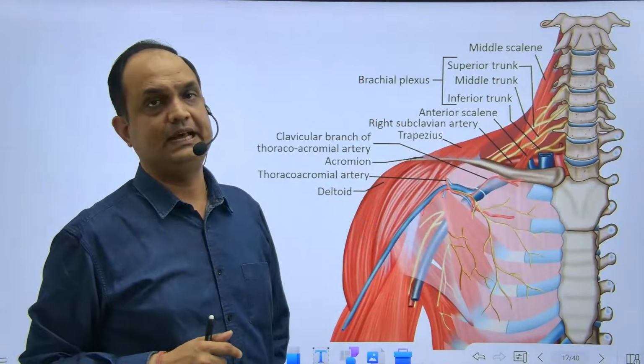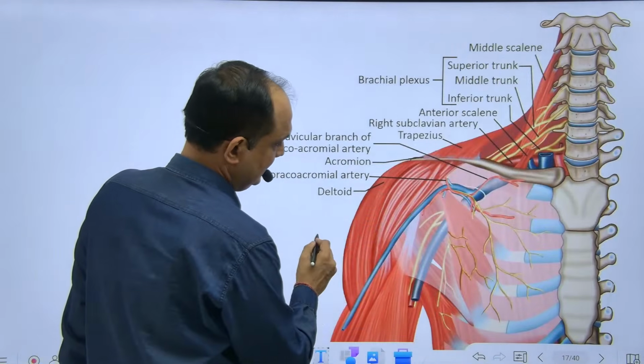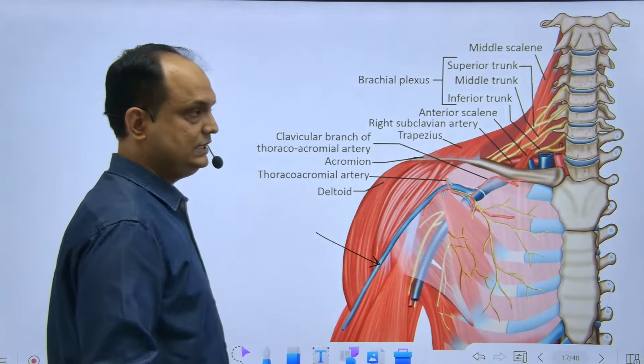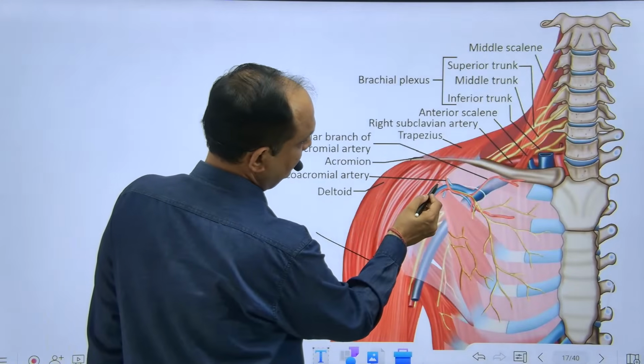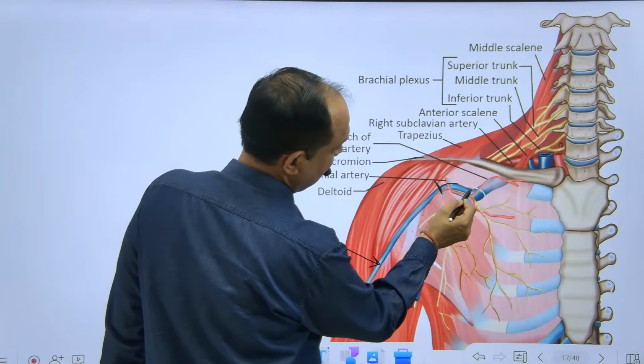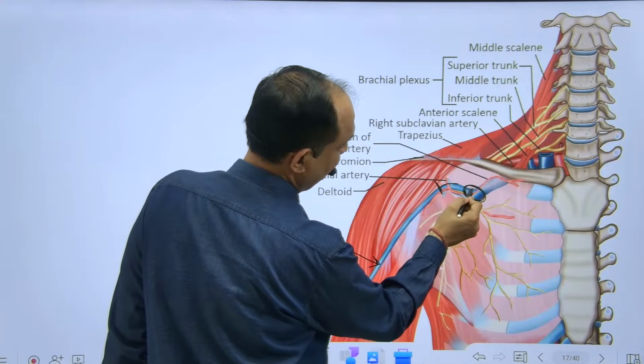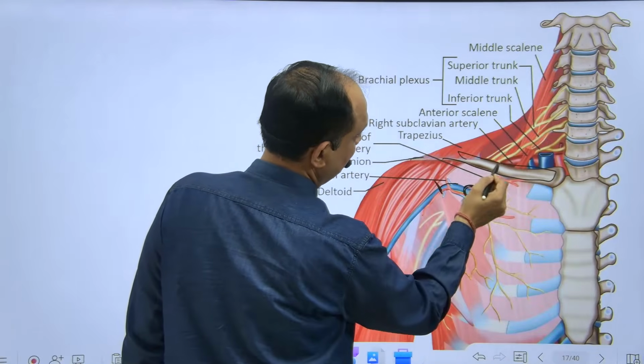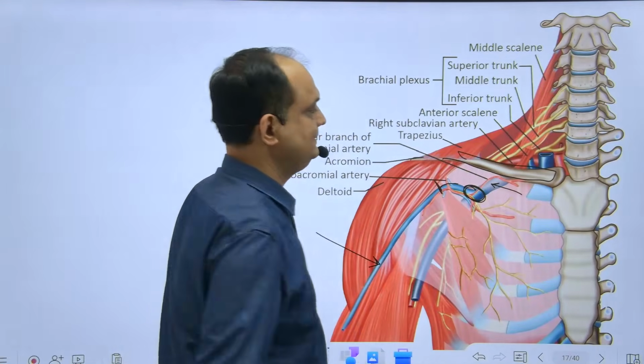So here in this diagram, what you are able to see is that this is your vein. Now this vein is superficial. Here it becomes deep, and then it pierces this clavipectoral fascia below the clavicle bone. Now deep to that, this is the axillary vein.